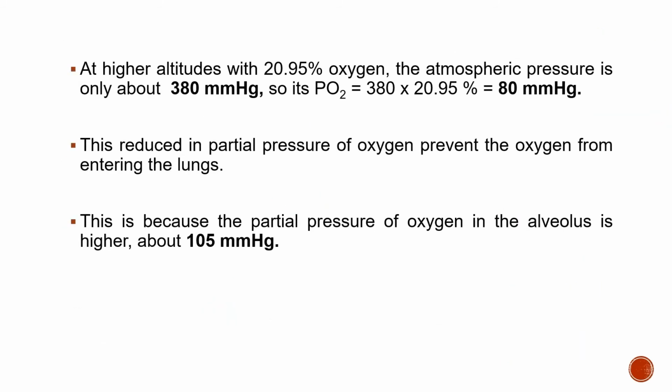In certain cases, especially among hikers and mountaineers who go up into areas of higher altitude, at higher altitude with 20.95% oxygen, the atmospheric pressure is lower, about 380 millimeter mercury. So this is the total atmospheric pressure at higher altitude. The partial pressure for oxygen is about 80 millimeter mercury, which is lower compared to the one in the alveolus, about 105 millimeter mercury.